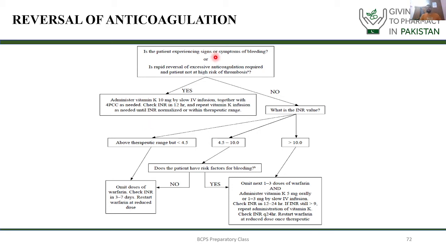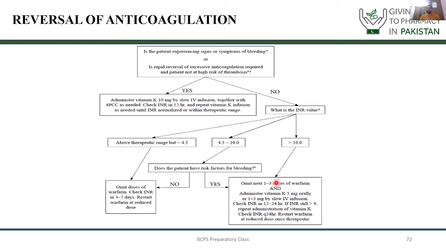If we don't need immediate reversal and there are no signs of bleeding, then we check the INR values. If the INR is less than 4.5, we omit the doses of warfarin, check the INR in 3 to 7 days and restart the warfarin at a reduced dose. If the INR value is between 4.5 to 10, we check the bleeding risk factors. If the bleeding risk factors are absent, we continue with this strategy. If the bleeding risk factors are present, we continue with this strategy.